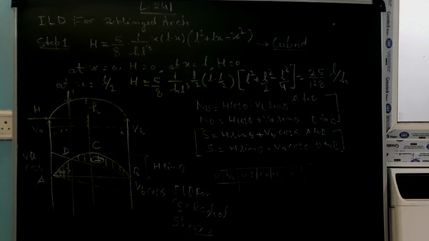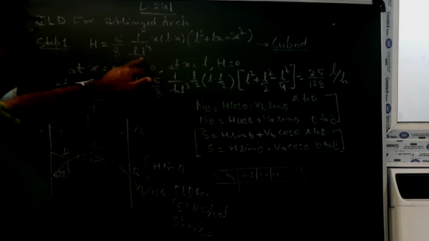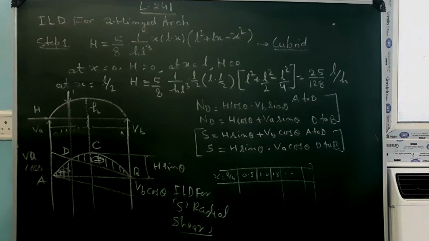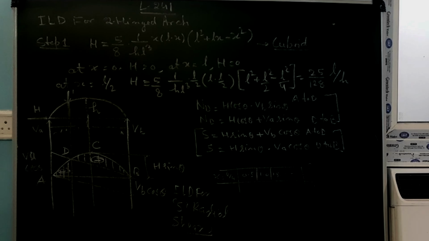So if a numerical problem is asked, you can put in the values, and you can always find out the influence line diagram for different combinations. So this is important. This formula is important: 1 by LH cube, 5 by 8, x, L minus x, L square plus L minus x square. You remember it, and I think you have understood and will visualize from the video.